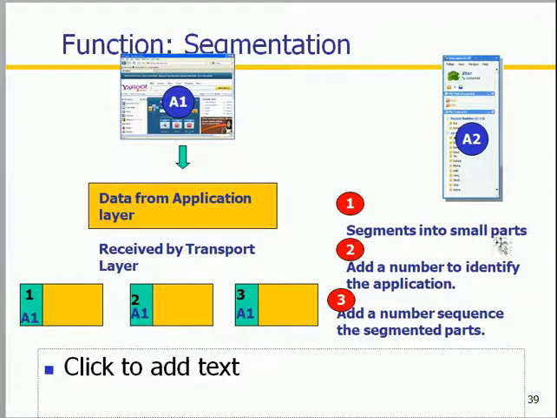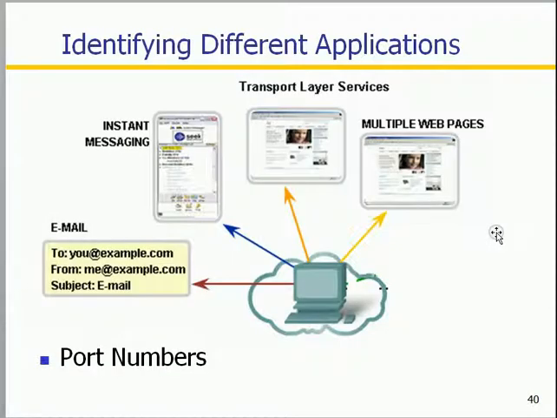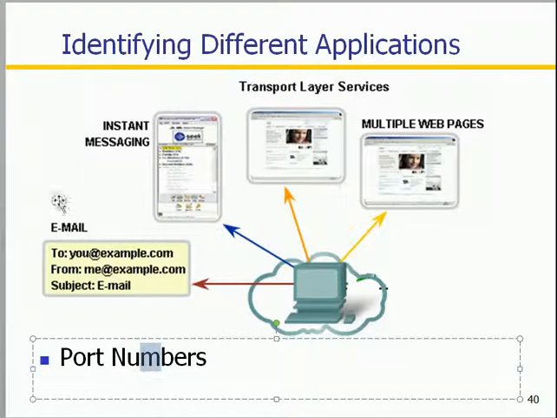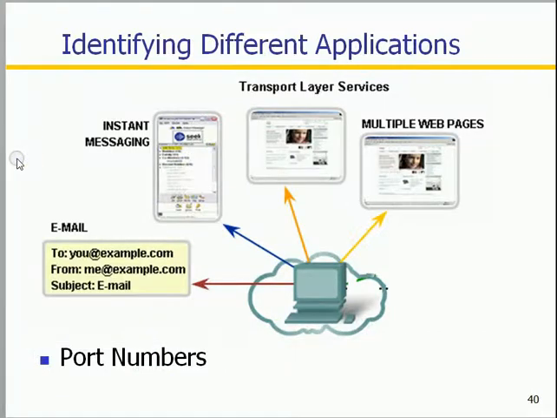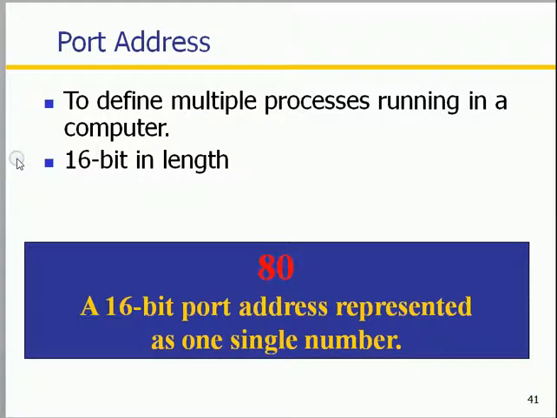So then again they have explained it in small parts. So identify and port numbers, like I told you, this is very important, remember this. The transport layer is responsible for adding port numbers, and the port address is a 16-bit port address which is represented as one single number. It's 16-bit in length. That's something you need to remember.